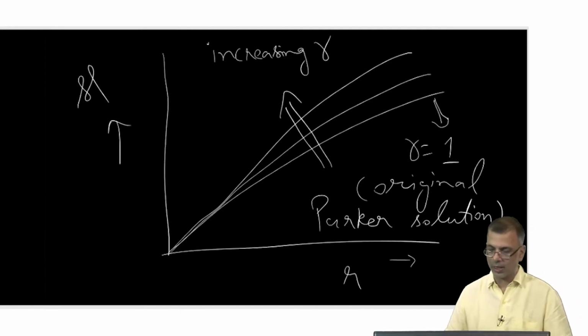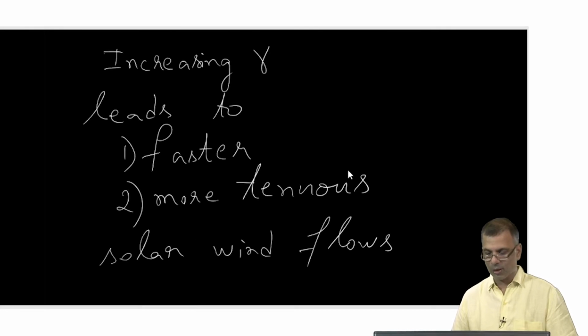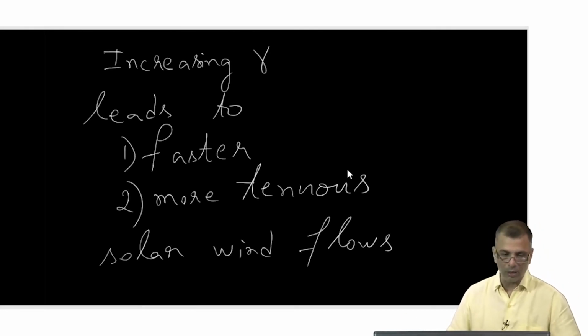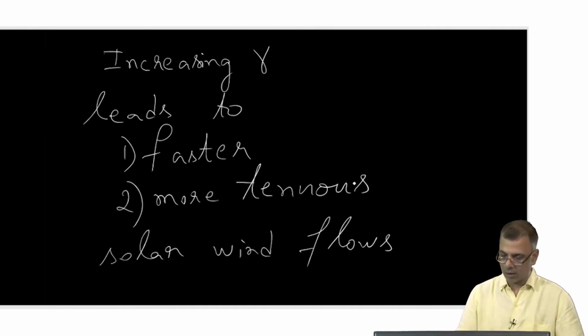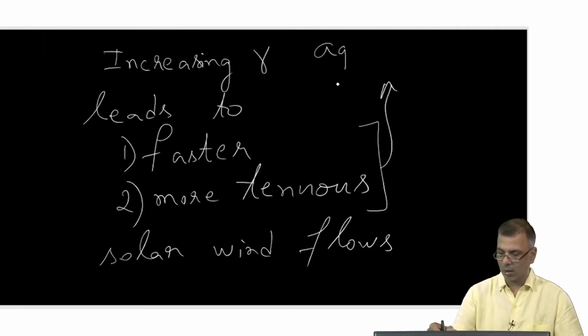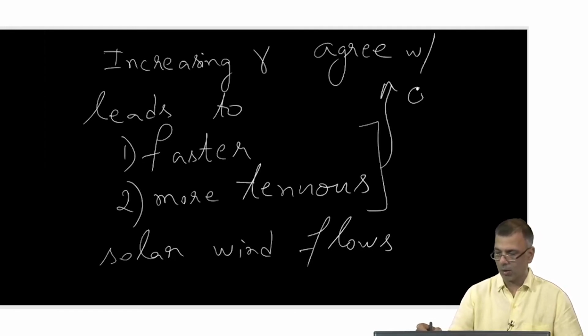This is what the solutions look like. So, you increase gamma from here to here, and clearly for a given radius, the Mach number here is larger than the Mach number here, and the Mach number here is even larger than the Mach number here. So, that justifies this. And if you go through the solutions again, you will find that when you increase the gamma, the densities drop. In other words, the solar wind solutions are more tenuous. Okay, and these kind of agree with observations.